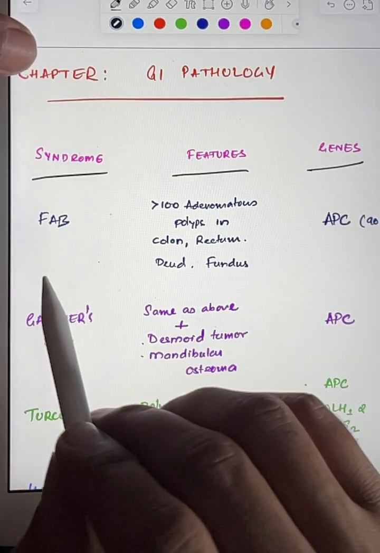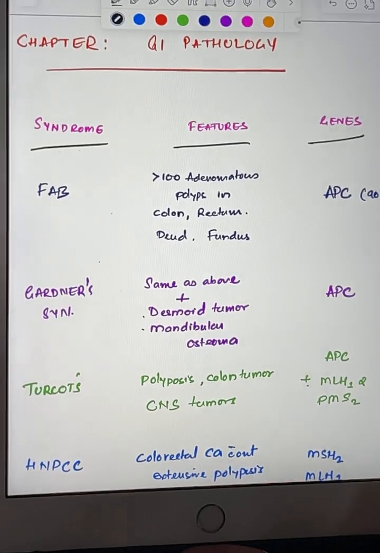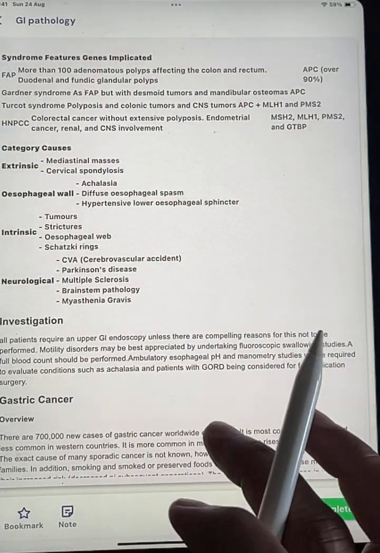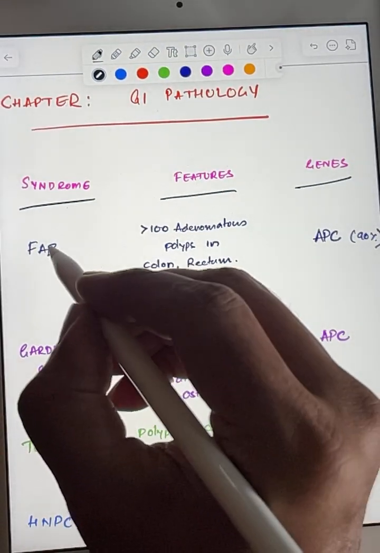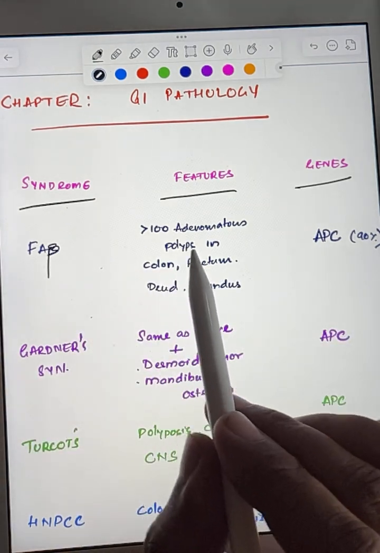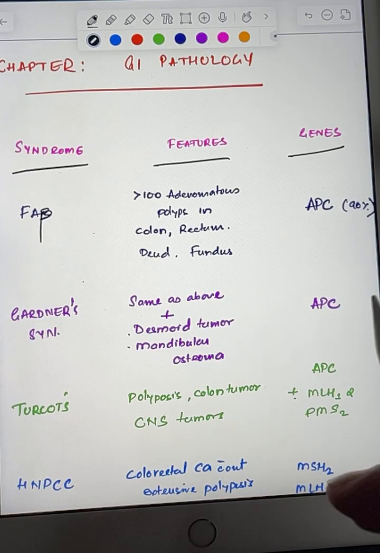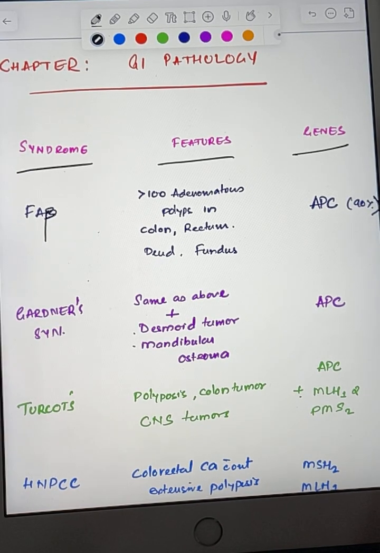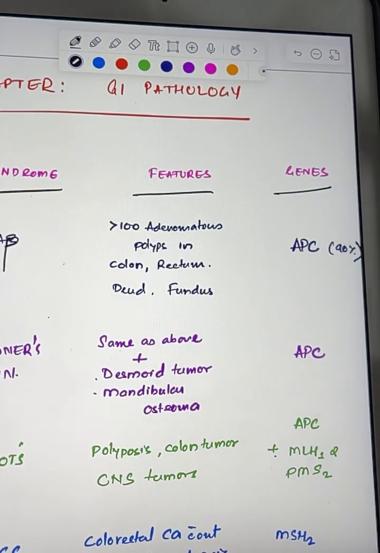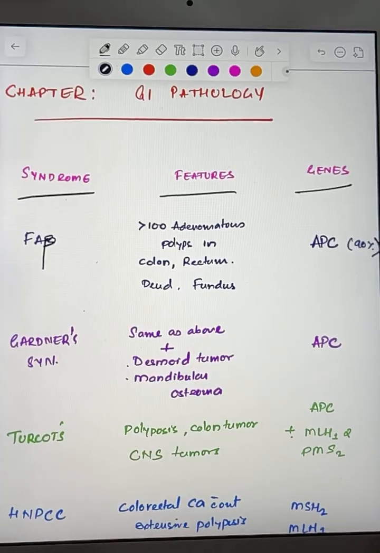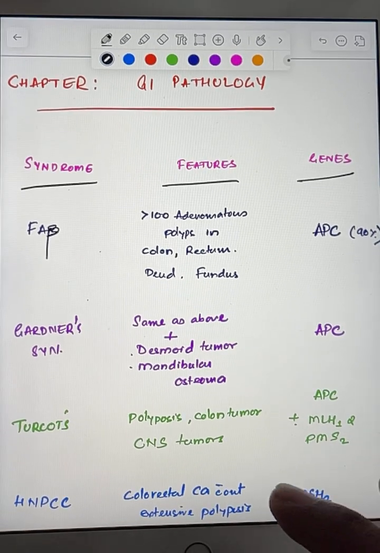Familial adenomatous polyposis, FAP: more than 100 adenomatous polyps in the colon, rectum and fundus. The gene responsible is the APC gene. Gardner syndrome: desmoid tumors are associated, and osteomas are seen, mandibular osteomas and bony tumors on the skull. APC is the gene in Gardner syndrome.